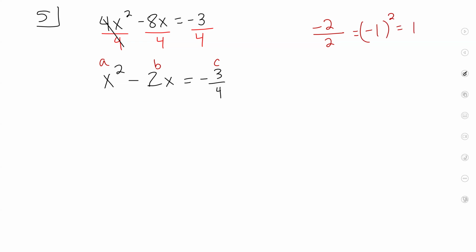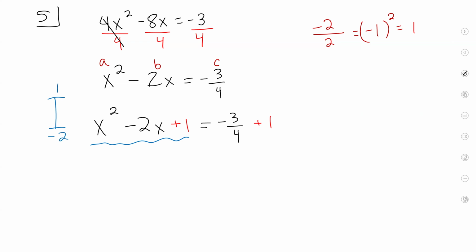So we're going to add 1 to both sides. So we have x squared minus 2x. This is our problem. We're going to add 1 to both sides. Now we get our perfect trinomial here. I'm going to factor that. So two numbers that multiply to 1 but add to negative 2, that's negative 1 and negative 1. So this side is x minus 1. You have 2 of them, so I'm going to square it.